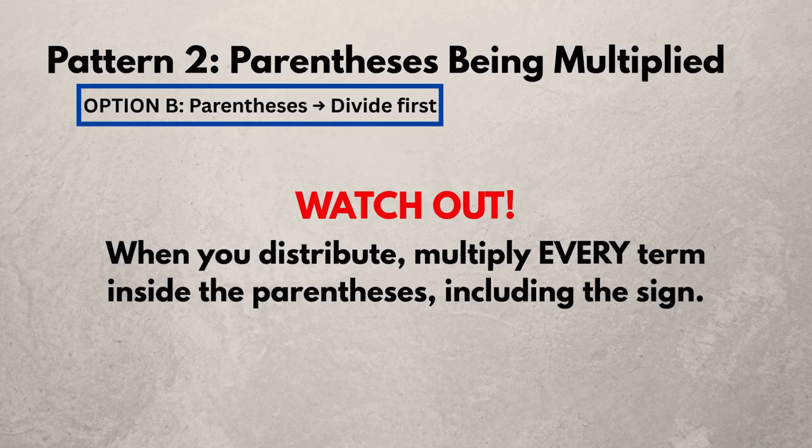Watch out for this common mistake. When you distribute, multiply every term inside the parentheses, including the sign.